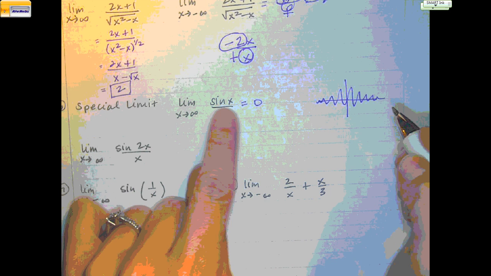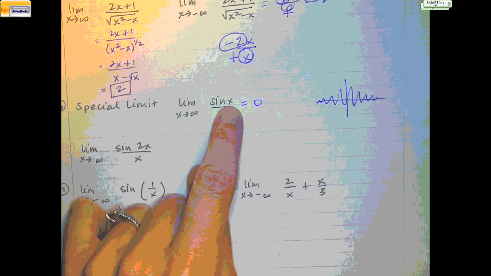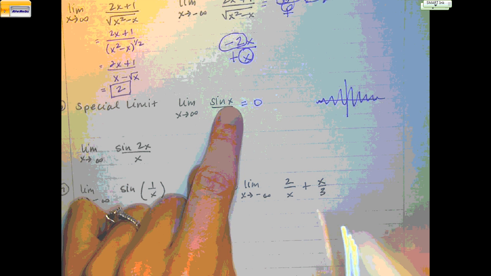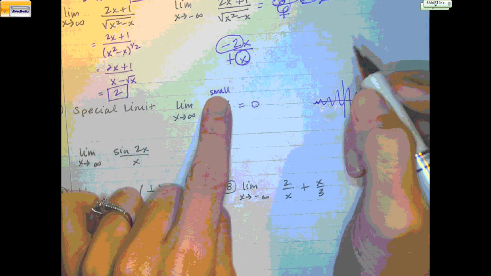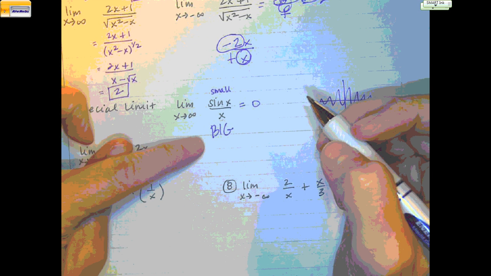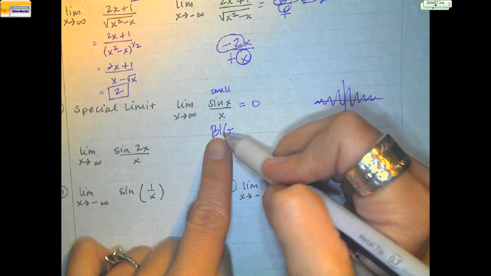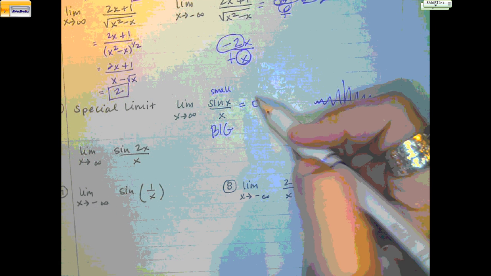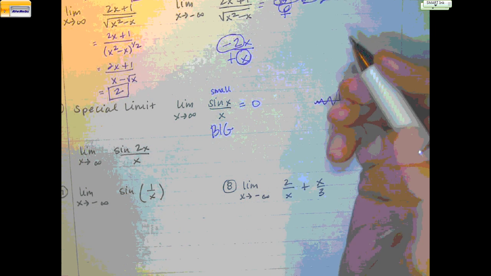Or you could think this through. The sine of anything, isn't it always somewhere between -1 and +1? It's always some sort of small number. So I have a small number over, if I keep plugging in infinity here, a big number. When you've got a small number over a big number and the big number keeps getting bigger and bigger, we're getting close to 0. So that's another way to think about that one.